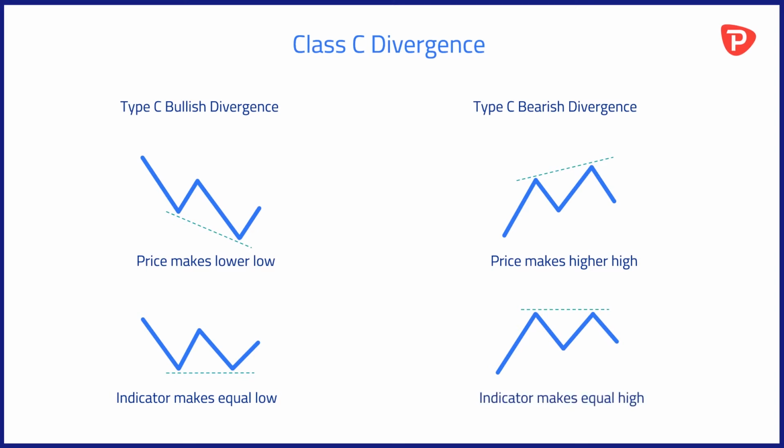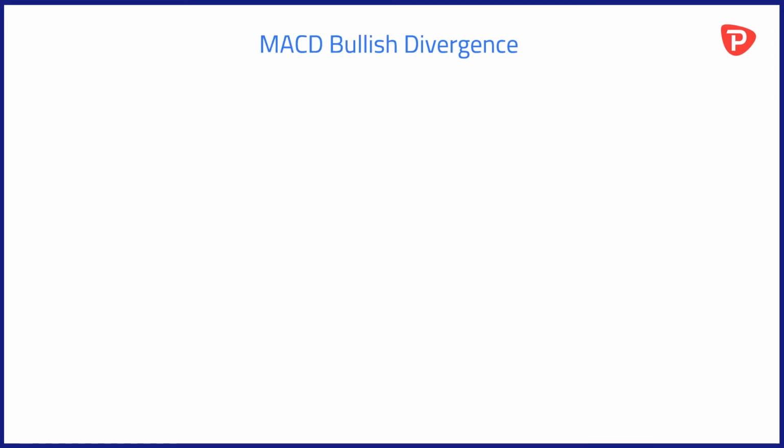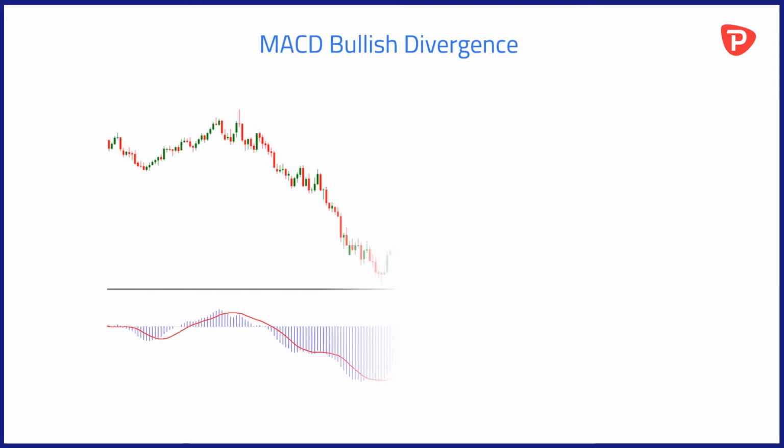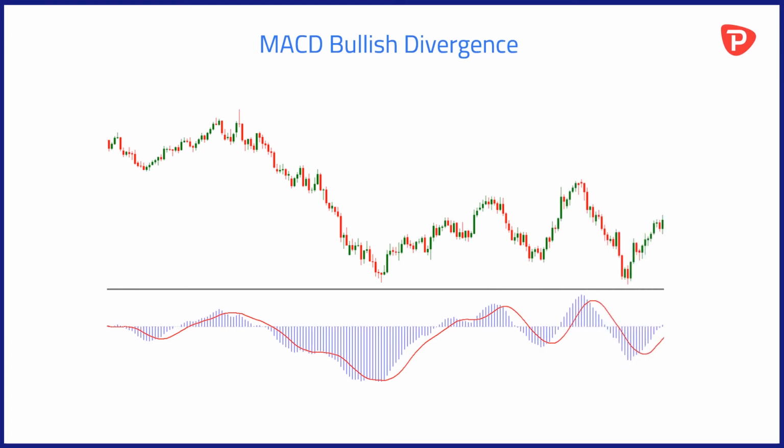The chart that we can see on the screen now displays a real example of Class C bullish divergence in action. There is a downtrend in motion with a series of lower highs and lower lows. The MACD indicator is following the price action down and consistently getting lower as price does. When price made a lower trough, the MACD indicator failed to make a new low, highlighted by the two dotted lines.